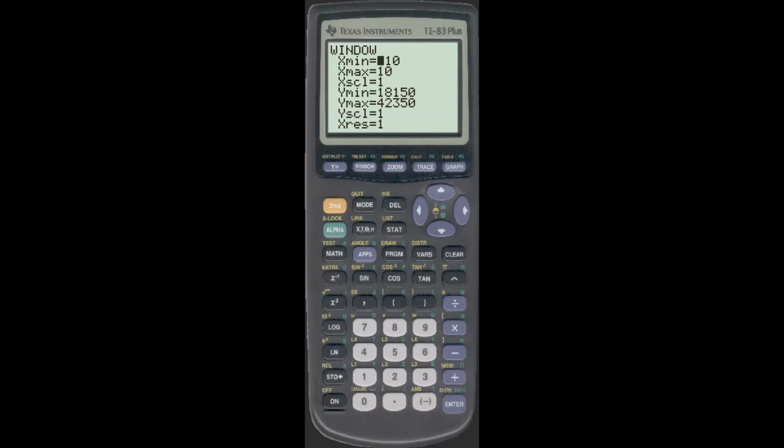The X scale is the increment on the x-axis. So 1 is fine because you're going from 0 to 10. That means you're going up by 1. Your y min, let's go to 0. The reason you might go to 0 is that it's talking about money, millions of dollars, so 0 is a good place to go. Y max, probably too high. Let's go to 40,000 for right now.